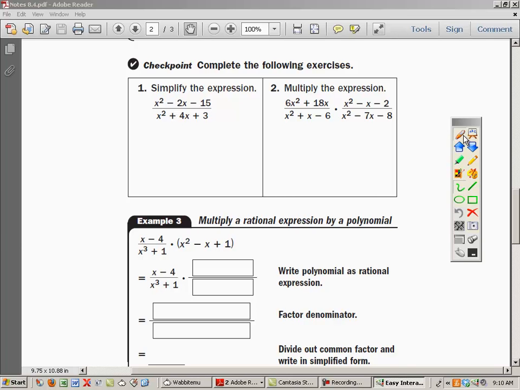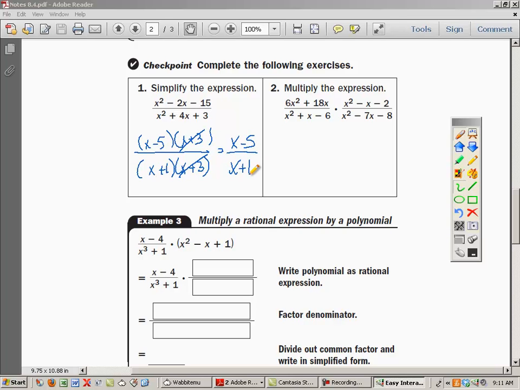Example number 1, we're going to rewrite this. The numerator factors into x minus 5 and x plus 3. The denominator of this factors into x plus 1 and x plus 3. You'll notice both the top and the bottom have an x plus 3, and so we're left with x minus 5 over x plus 1.